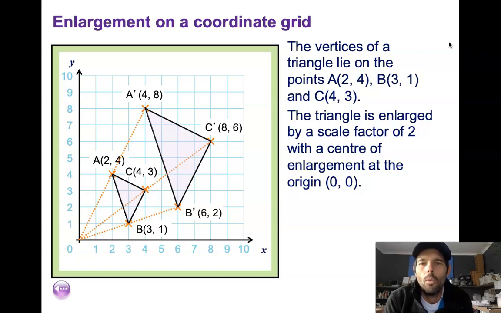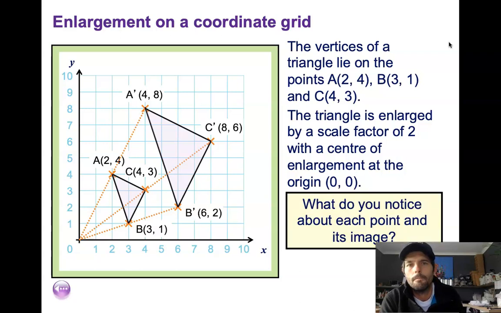So what happens when you enlarge a shape from a center of origin? Every single time, if it's a scale factor 2, you just need to double the coordinates. Okay, if it was a scale factor 3, you can just triple the coordinates, and that works when the center of enlargement is the origin. Okay, so there's a little hint there for you to remember going forward with enlargements.